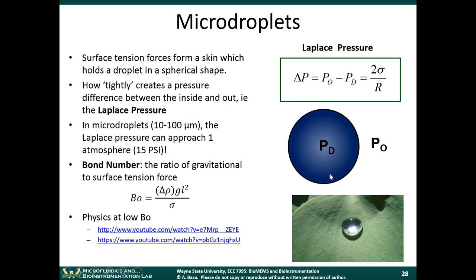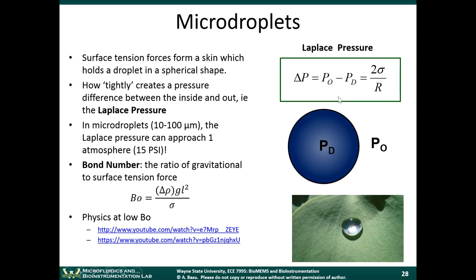Microdroplets, a little bit more on surface tension. The surface tension forces form a skin which holds a droplet in a spherical shape. How tightly it's held creates a pressure difference between the inside and the outside of the drop. Okay, so you imagine that you have a drop like this, and the surface tension forces are forming a skin on the surface of the droplet. That skin, you can think about it like a balloon, right? The more tension is on the surface of the balloon, the more air pressure is going to be inside of it, right? Because that tension is really packing the air molecules together inside the balloon.